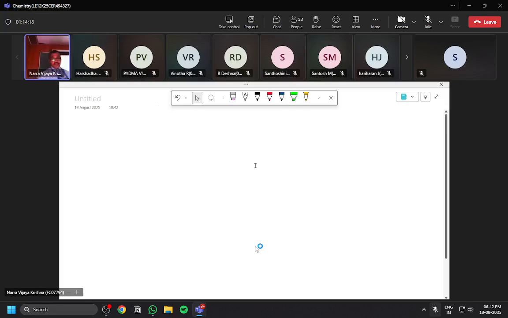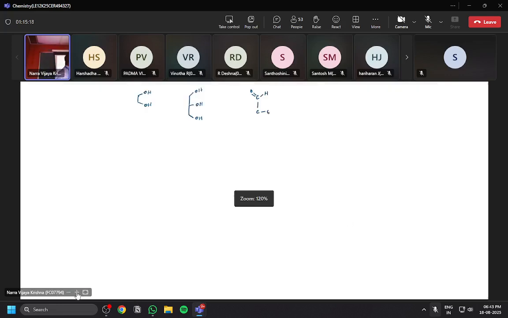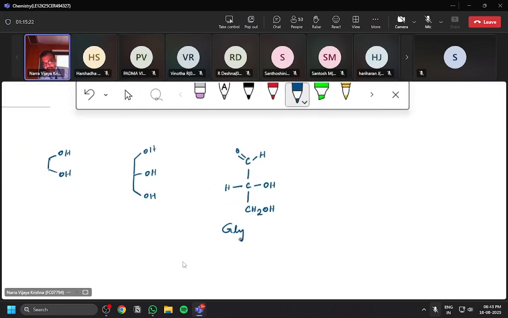Listen. What do we call this? Ethylene glycol, correct? This is called glycerol. Instead of this CH2OH, I am taking an aldehyde. I am oxidizing this group to form an aldehyde. The remaining I kept as it is. So the second carbon has an OH group, and the bottom carbon is CH2OH. Only one OH group of glycerol got oxidized to an aldehyde. This is called glyceraldehyde.